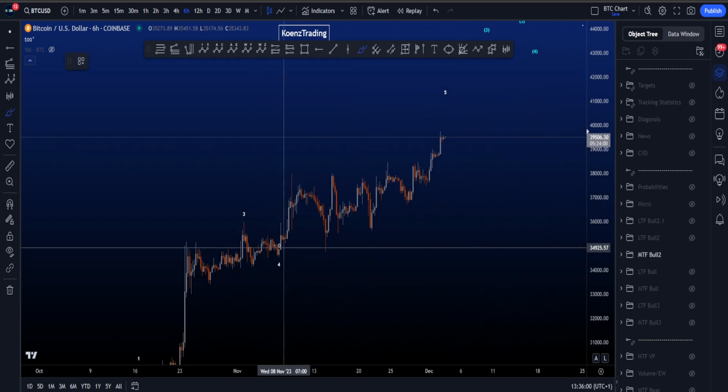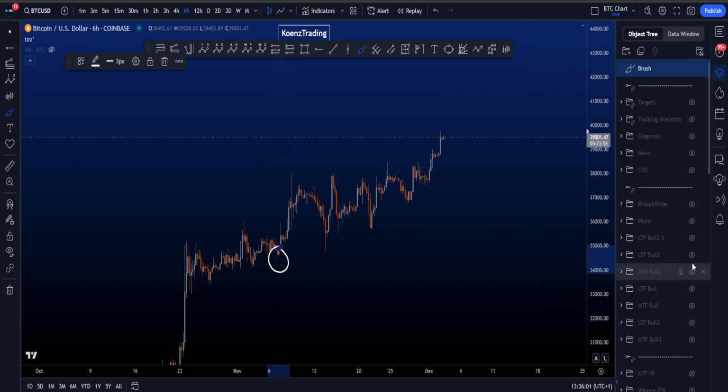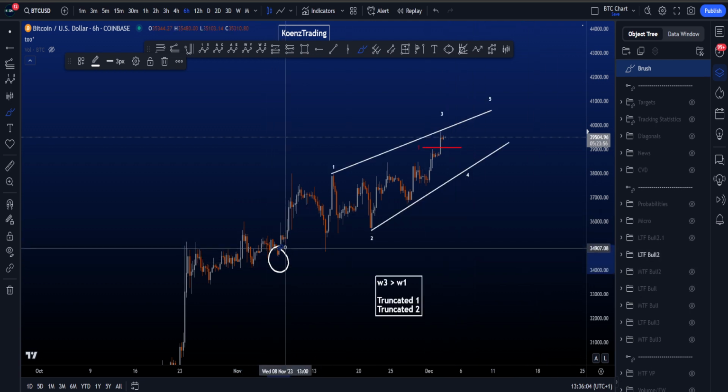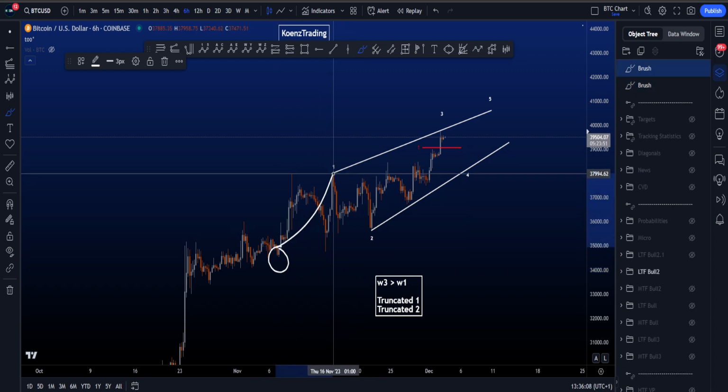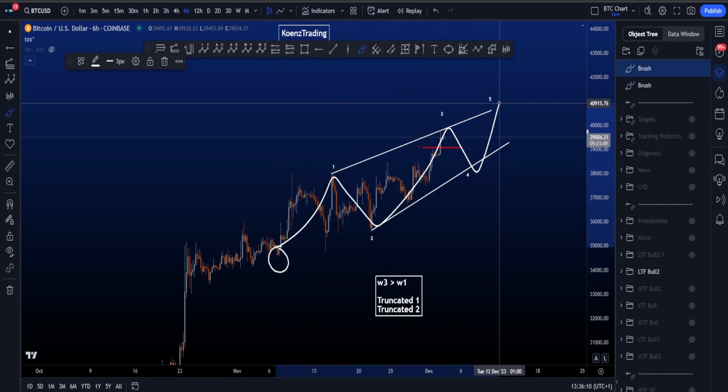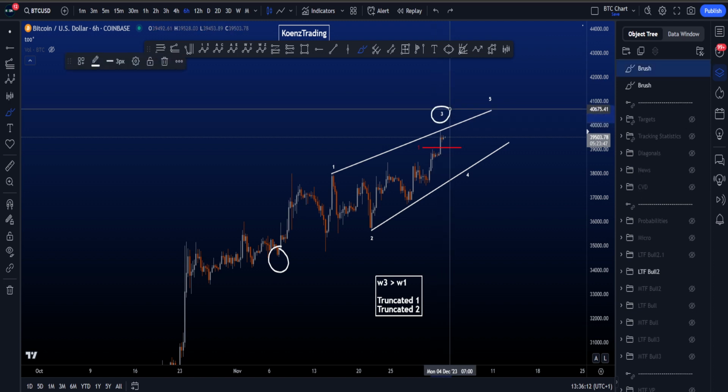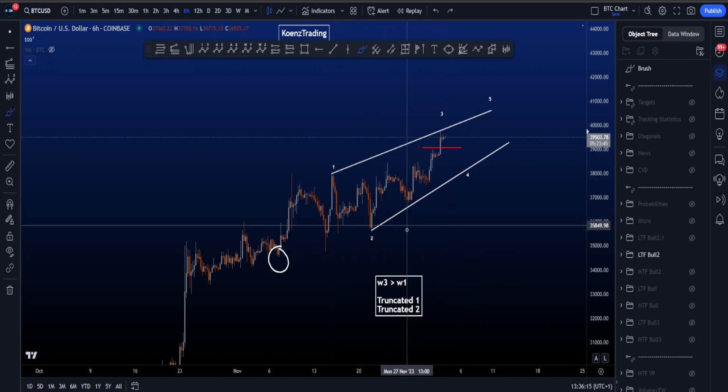The first one, let me put a circle here to identify the low of 4. The first one is that we then have an ending diagonal once again, right? We have over here wave 1, wave 2, 3, 4, 5. Same rules apply, the newest rules. Wave 3 can be longer than wave 1. That is not the problem.